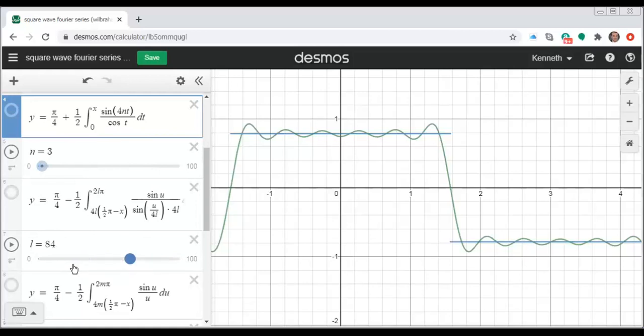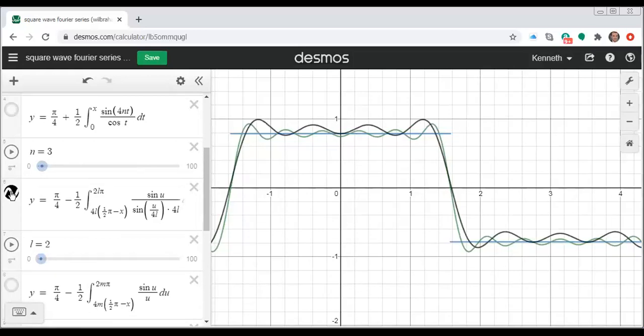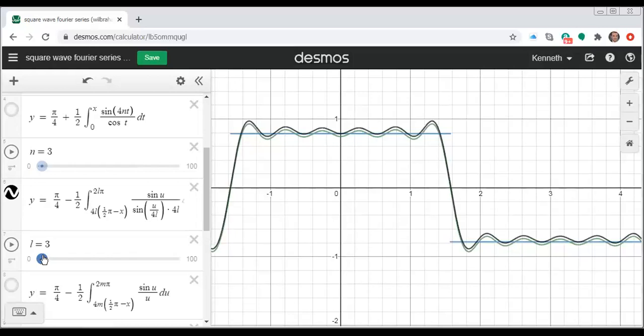I let it slide from 0 to 100, but I'll start with L equals 2, and I'll show you this graph. So there it is. And this is, again, supposed to be equal to the cosine series with the caveat that it's shifted up. So let's bump it up to n equals 3, or L equals 3. And there you go. So the U substitution was legitimate, right?